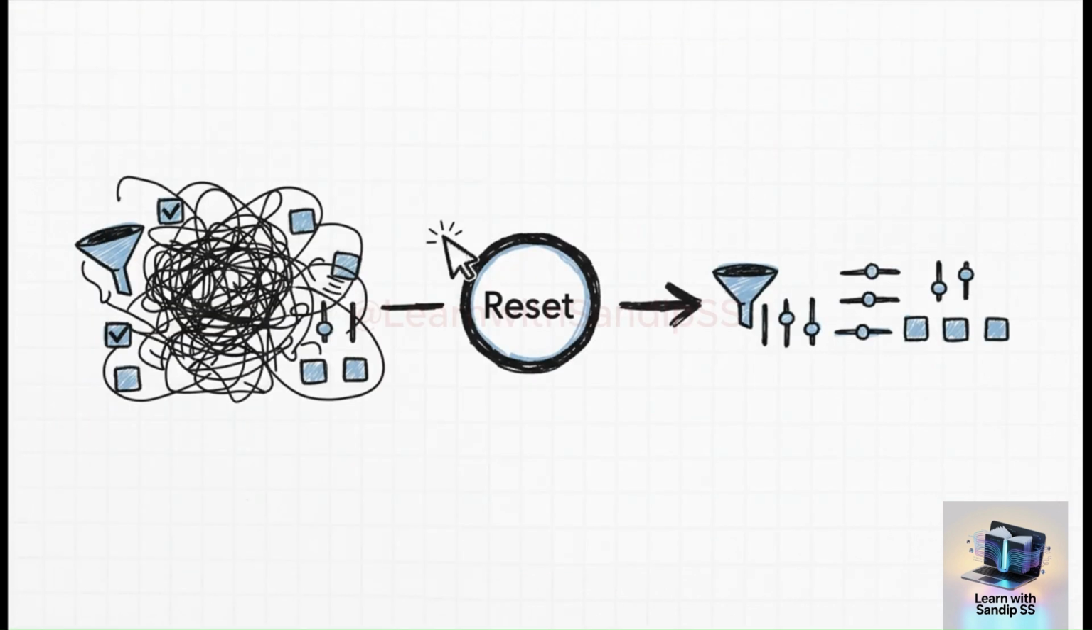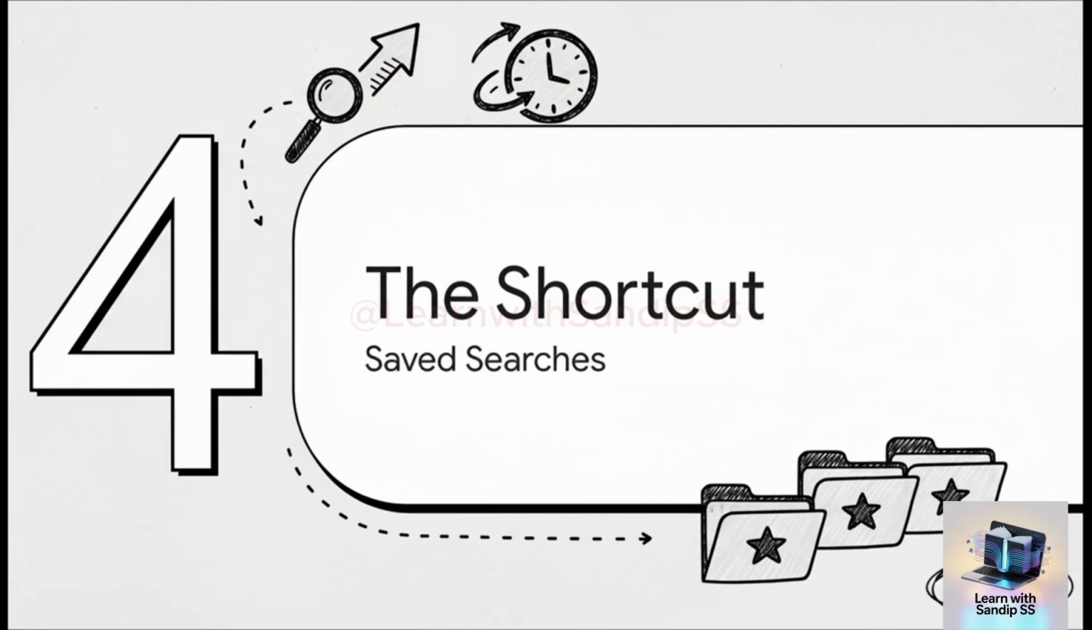And hey, don't worry about getting tangled up in too many filters. If your search gets a little too specific or you just want to start over, there's a simple reset button. One click and it clears everything out, giving you a totally clean slate to start a new search. Easy. Okay, so mastering filters is a huge step up, but what if you find yourself running the same complex search over and over and over again? Well, there's an even better way.